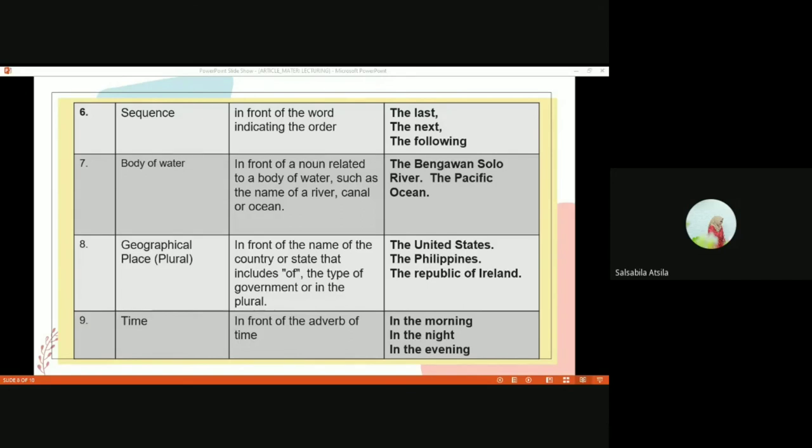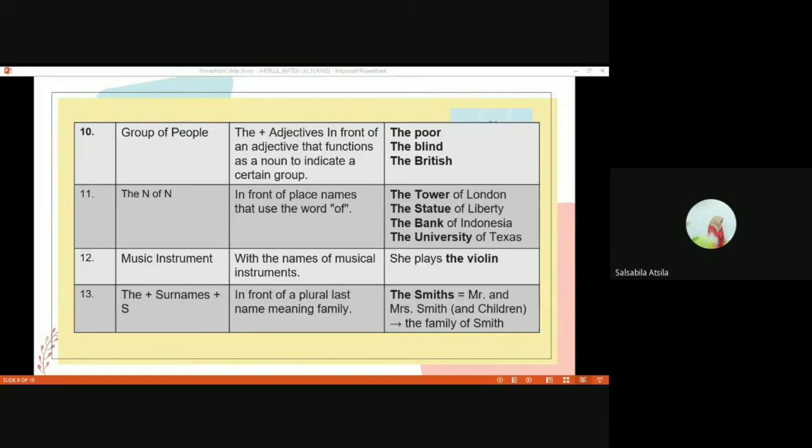Next, when we mention the time, in front of an adverb of time. For example, in the morning, in the night, or in the evening. Next. And then when we mention a group of people, the plus adjective, in front of an adjective that functions as a noun to indicate a certain group. For example, the poor, the plain, or the British. Next, when we mention noun of noun, in front of place names that use the word of. For example, the Tower of London, the Statue of Liberty, the Bank of Indonesia, or the University of Texas.